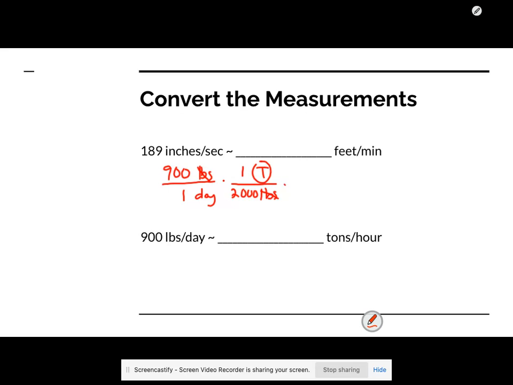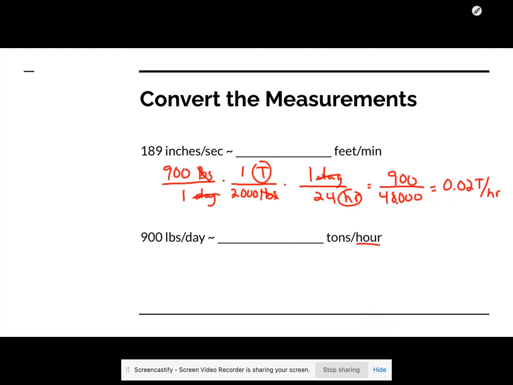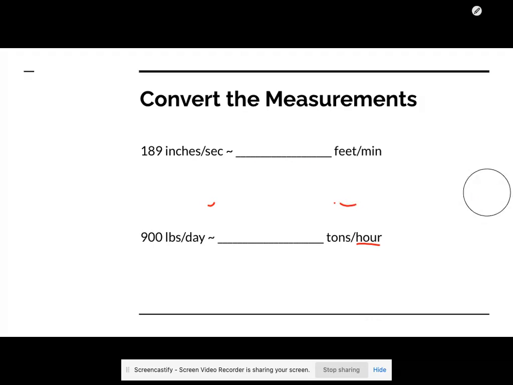And then I need 1 day on top, and I need 24 hours on the bottom because this is what I'm looking for here. So the days are canceling. I have 900 divided by 48,000. And then I end up figuring out that this equals 0.02 tons per hour. So not very much, all right? But you have the capability of converting those.